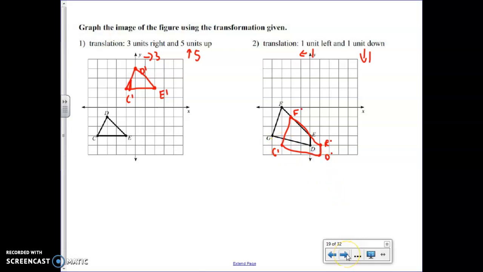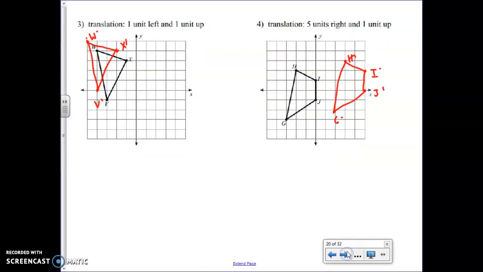So let's have you guys try the other 2, 3, and 4 for me. When you guys are done, just click pause right now and then play it. And what you guys should have gotten was this. You can see that I shifted each point to the left 1, up 1. And then in this case, I shifted each point to the right 5, up 1.